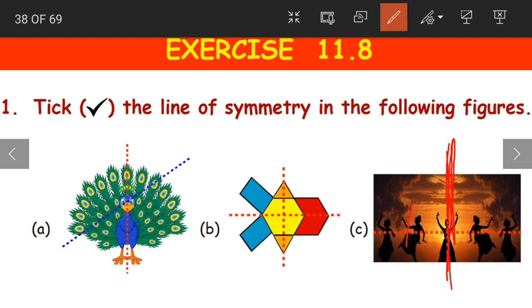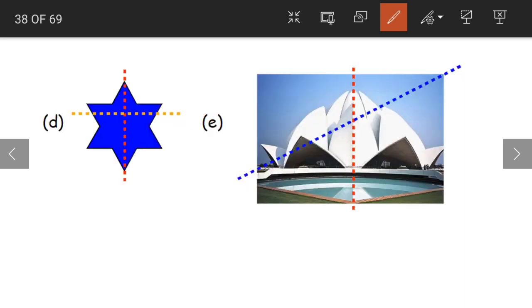Now when we observe both the parts of the figure divided by this vertical line, we are finding that both are the mirror halves of each other. So this line is our line of symmetry. Is this clear, children? From the given three figures, see the ticked one. The ticked ones are the lines of symmetry.